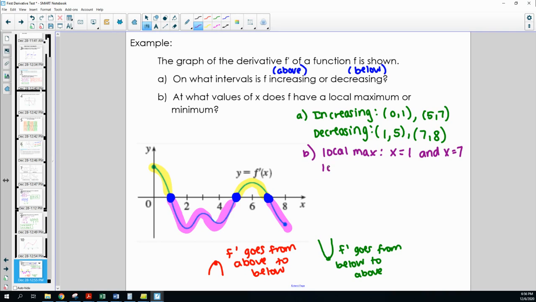Then I have a local min, and that's going to happen where f prime goes from below to above. So below the x-axis to above, that happens at x equals 5.